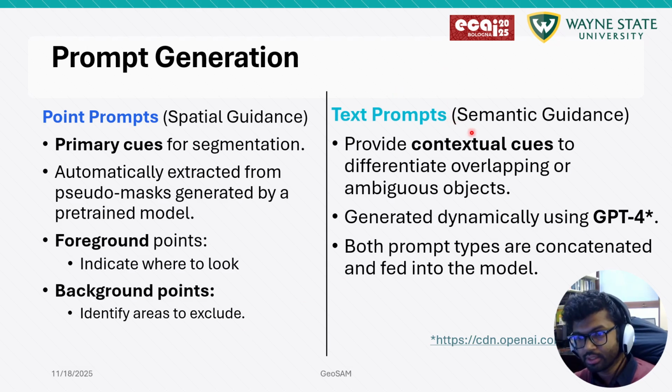The text prompts are like semantic guidance. For example, some of the points can overlap, like a crosswalk and road can overlap on the same pixel. So these text prompts give us semantic guidance on what we're trying to say. If it's a crosswalk we're trying to segment, then the model will know it's a crosswalk that we're trying to segment.